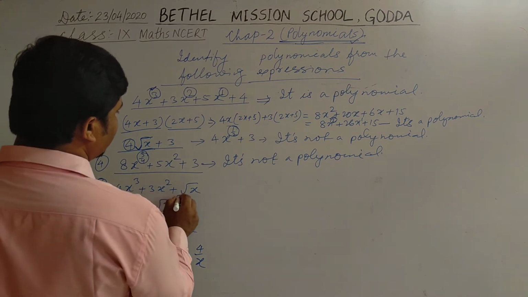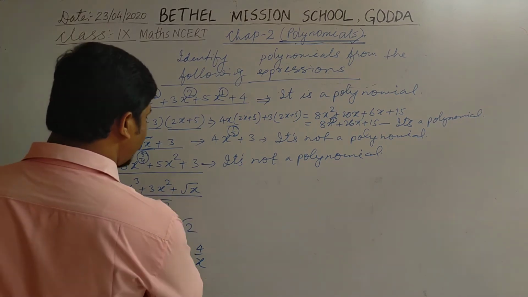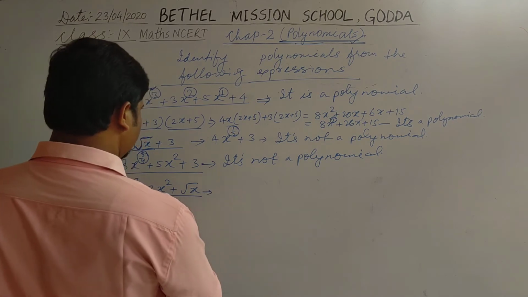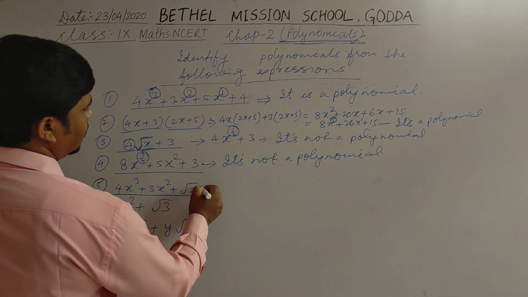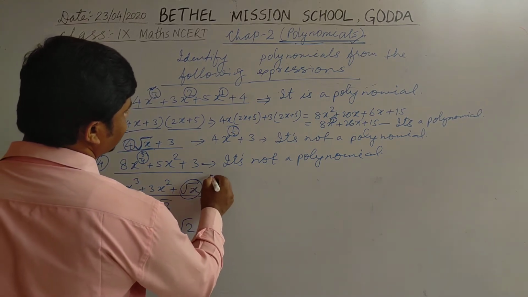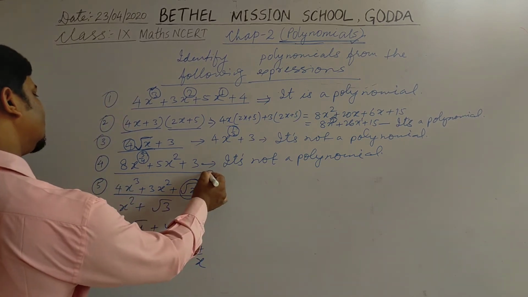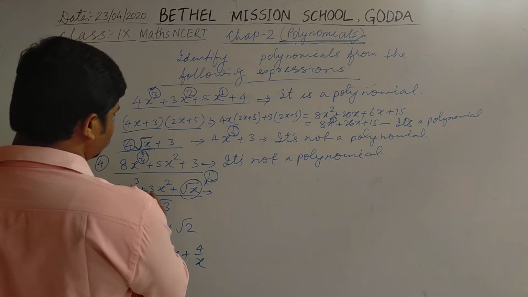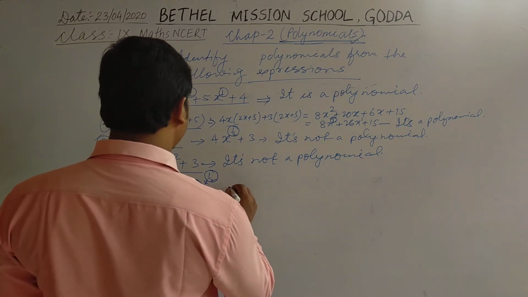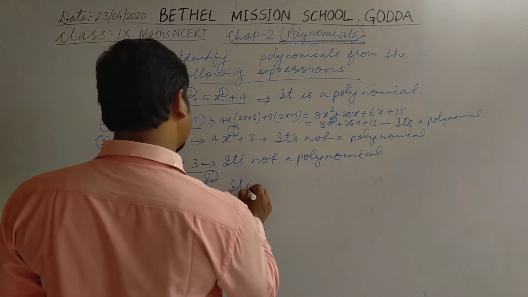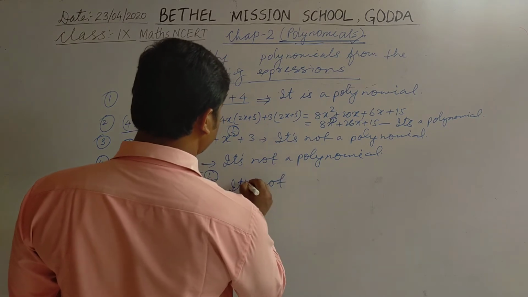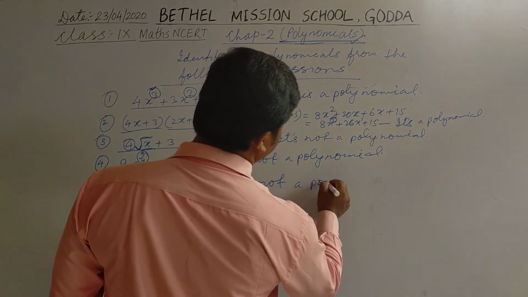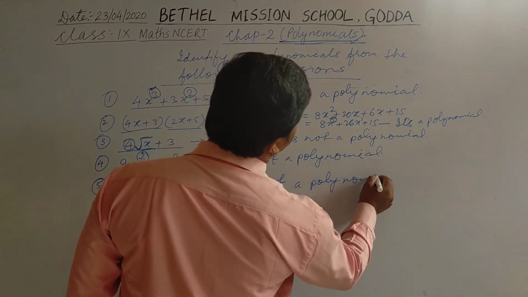4x cube plus 3x square plus under root x. Under root x means x raised to power 1 by 2. So the power is a fraction. So that's why this is also not a polynomial. It's not a polynomial.